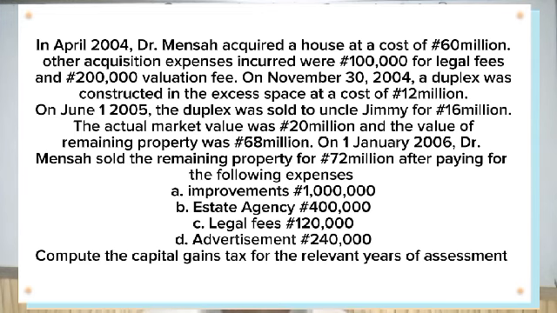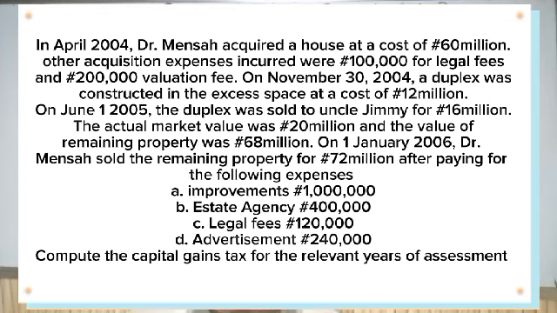On November 30th, 2004, a duplex was constructed in the excess space at a cost of 12 million naira. On June 4th, 2005, the duplex was sold to Uncle Jimmy for 16 million naira. The actual market value was 20 million naira, and the value of the remaining property was 68 million naira. On 1st January 2006, Dr.